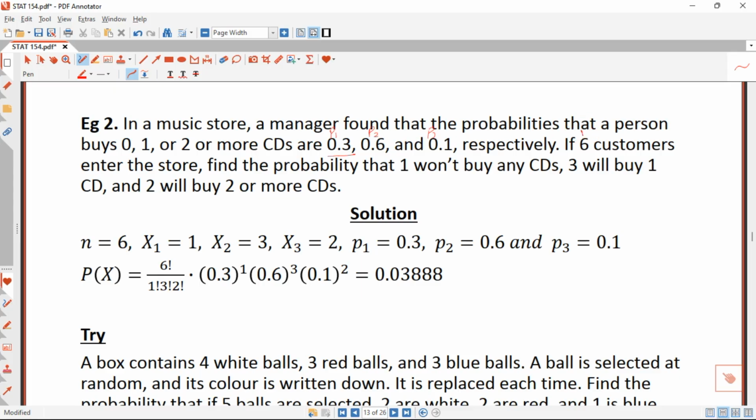And here we have our n. N people are selected at random, right? As you can see, it said find the probability that 1 won't buy any CDs, 3 will buy 1 CD, and 2 will buy 2 or more CDs, right? So here our x1 will be equal to 1, and then x2 will be equal to 3, and then our x3 will be equal to 2, right? So once we have this preamble, you can easily find our probability. So let's go to our worksheet so that we will solve that one.